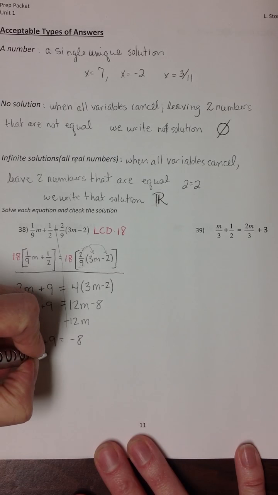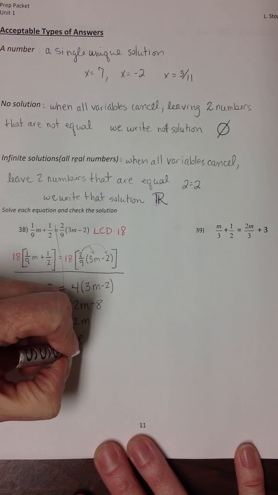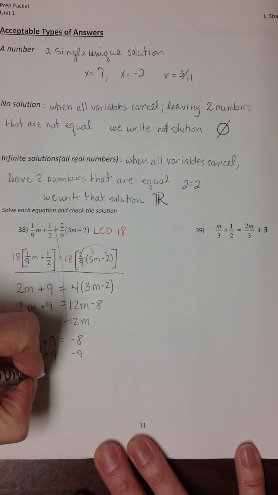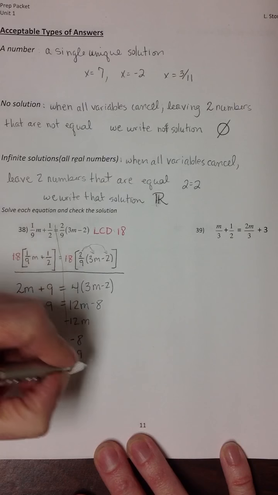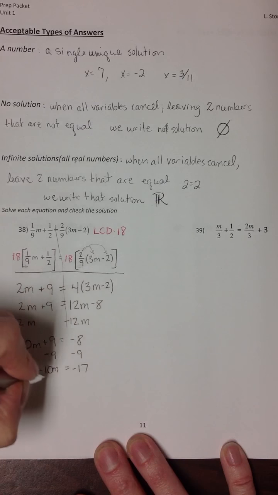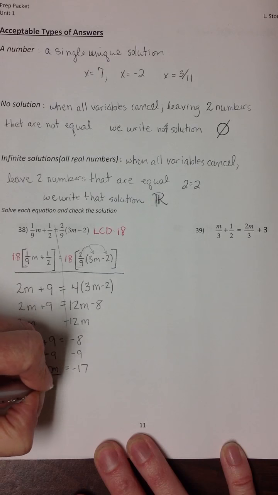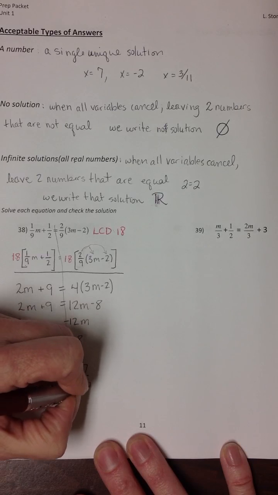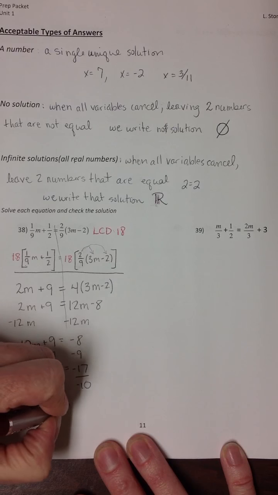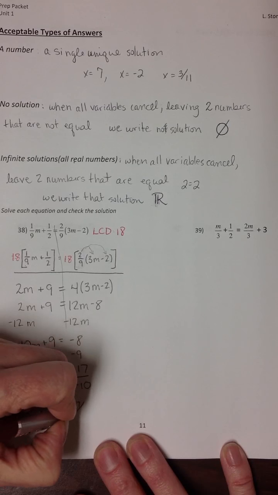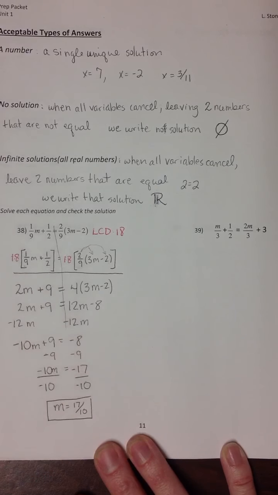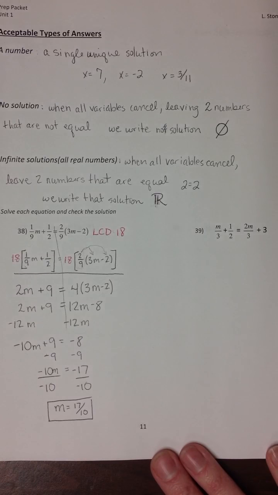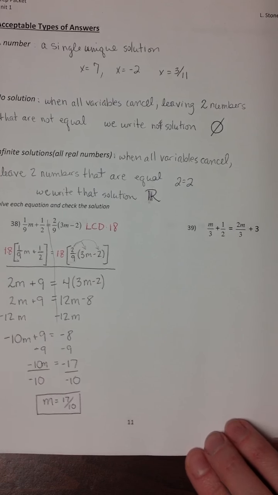Then I'm going to subtract 9 from both sides, getting negative 10m is equal to a negative 17. And dividing by negative 10, I'm left with m equals 17/10. And I'm going to leave the check on this one up to you if you'd like to try it.